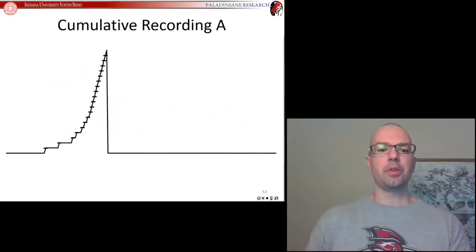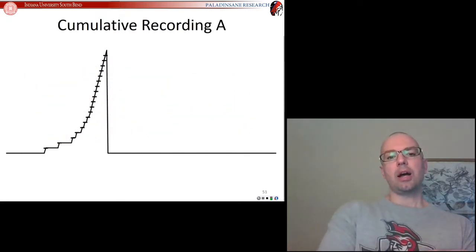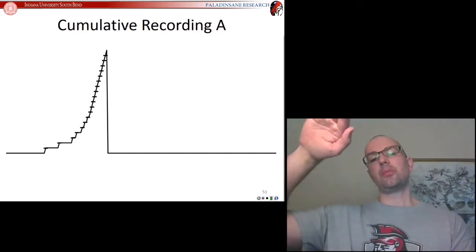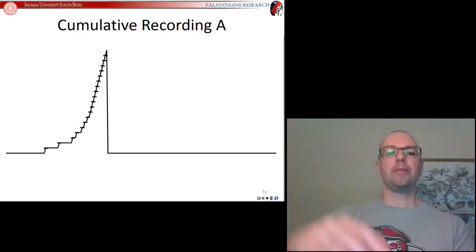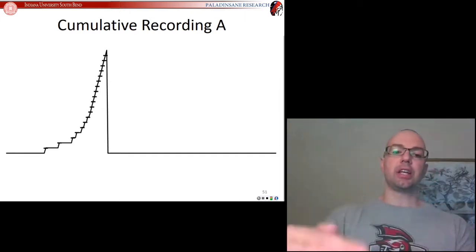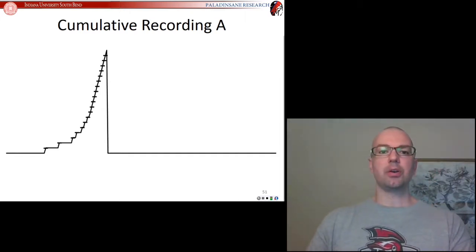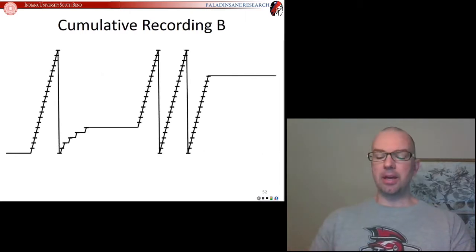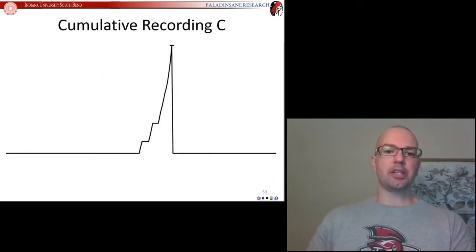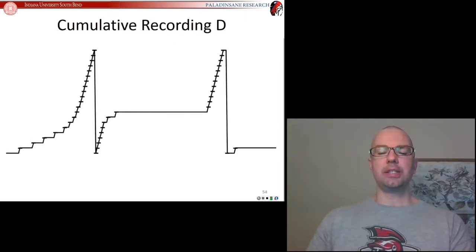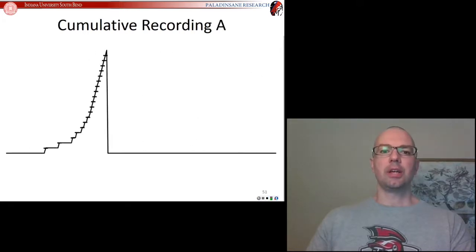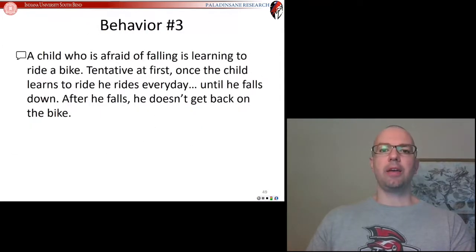Here are the 4 cumulative recorders. So this is cumulative recording A. Again, increases in the slope indicate an increasing rate of behavior, and the slashes indicate reinforcement. So cumulative recording A, that's cumulative recording B, that's cumulative recorder C, and then that's cumulative recording D. So again, what I'd like you to do is match those 4 recordings to the 4 behaviors.